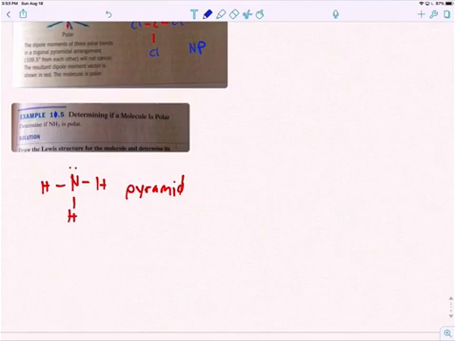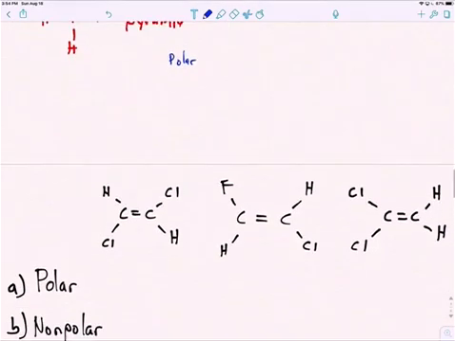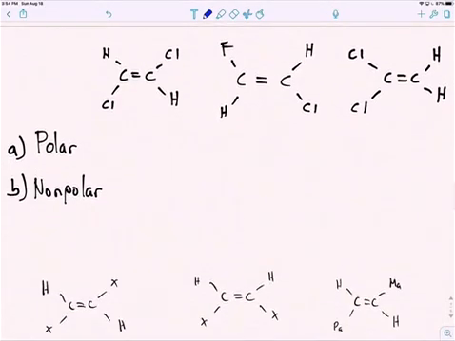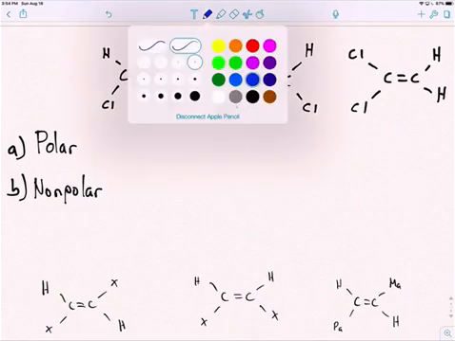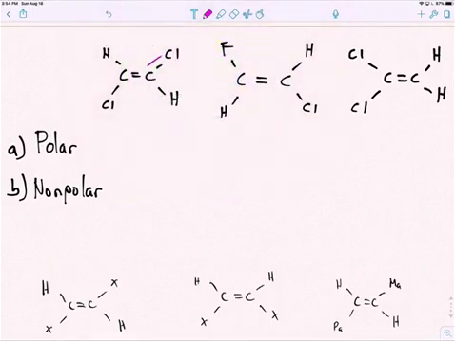Determine if ammonia is polar. So ammonia is a pyramidal structure, and all pyramids are polar. This ammonia is in fact polar because of that. Okay, so let's look at these. What do you think is the first one here? Is this polar or nonpolar? So I'll use pink. You have electron density flowing this way, and then you have electron density flowing this way. It turns out these two arrows cancel out, and this molecule here is nonpolar.